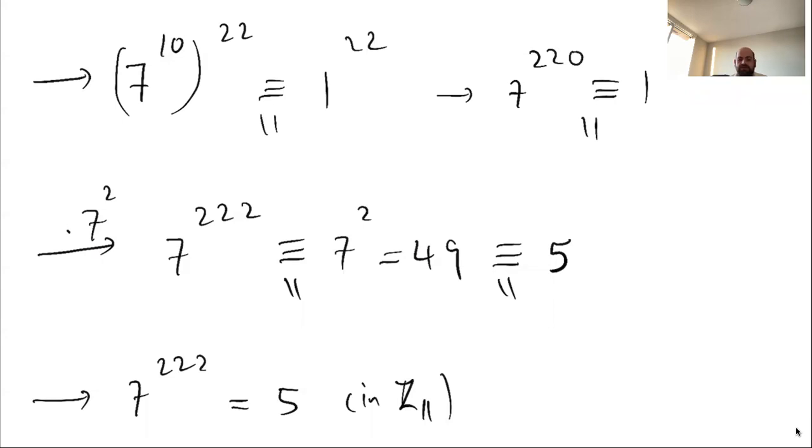So we could easily solve this problem because Fermat's theorem guaranteed that 7 to the power 10 is 1, and 1 to any power is luckily 1. So from 7 to the power 10, we could jump to 7 to the power 220 by just raising both sides to the power 22, and 1 to the power 22 is 1. Once we got 7 to the power 220, we needed 7 to the power 222, so we just needed to multiply both sides by 7 squared. And that's it, we got 7 to the power 222.